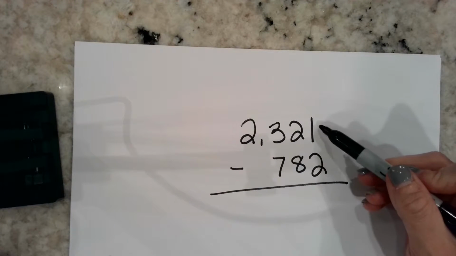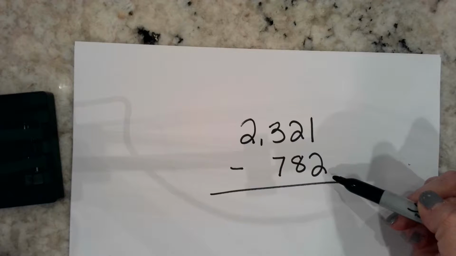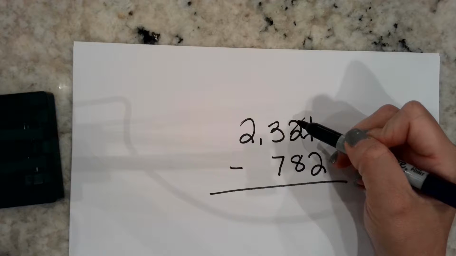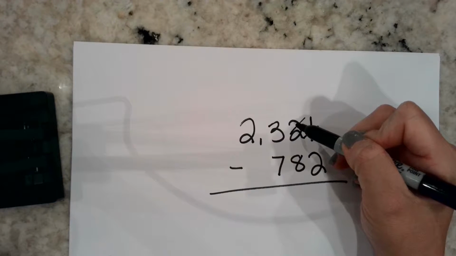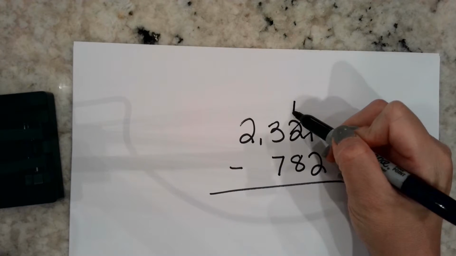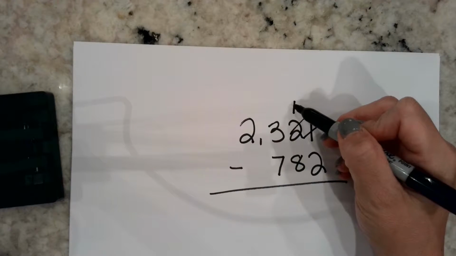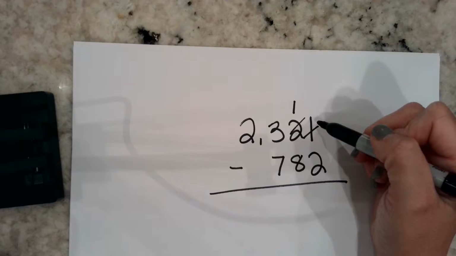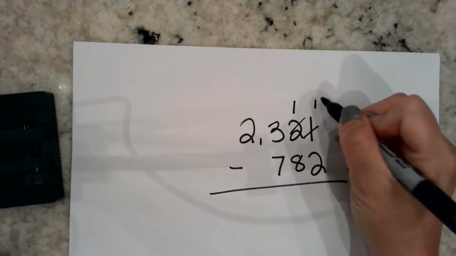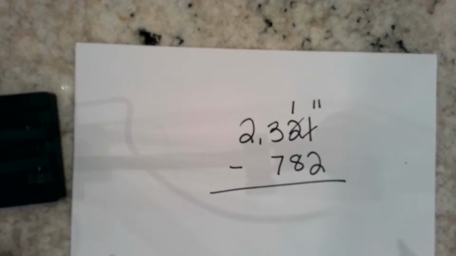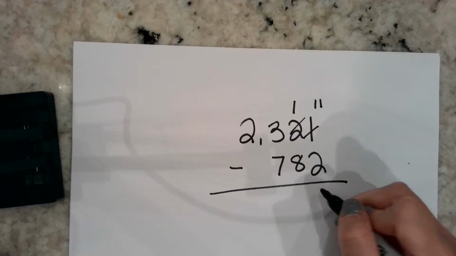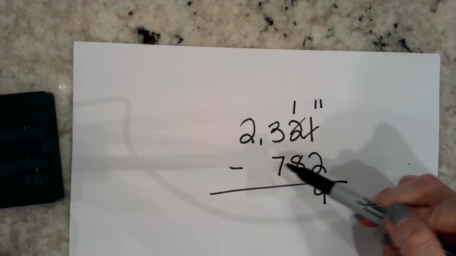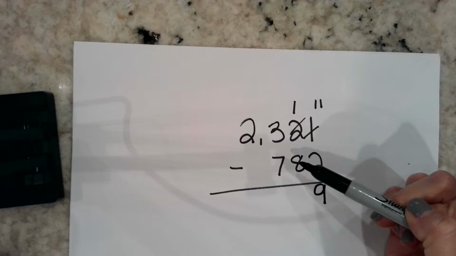So again, looking at the ones, we've got 1 take away 2, we cannot do it. So we're going to come over to the 2 to regroup. There's more than 0 there, so he can be regrouped. We're going to turn him into a 1. And then we're going to bring 10 over to the ones place value. And then we've got 10 plus the initial 1 will give us 11. And then we've got 11 minus 2. We can now do that. It's 9. And then we come back over to the tens and we've got 1 minus 8. We cannot do that subtraction problem.